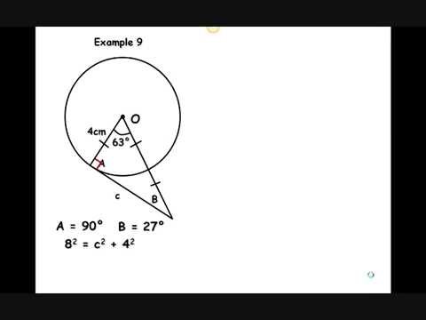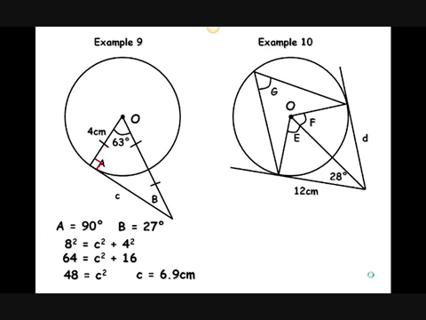So let's go back to Pythagoras. So we've got one of the shorter sides is 4, the other shorter side is C, we don't know, and of course the hypotenuse is 8 because it's made up of 2 of those equal lengths, so 2 4s. So square everything. The numbers are on different sides, so we take the difference, we square root, and we get C is 6.9 centimetres. Example 10, much more complicated.